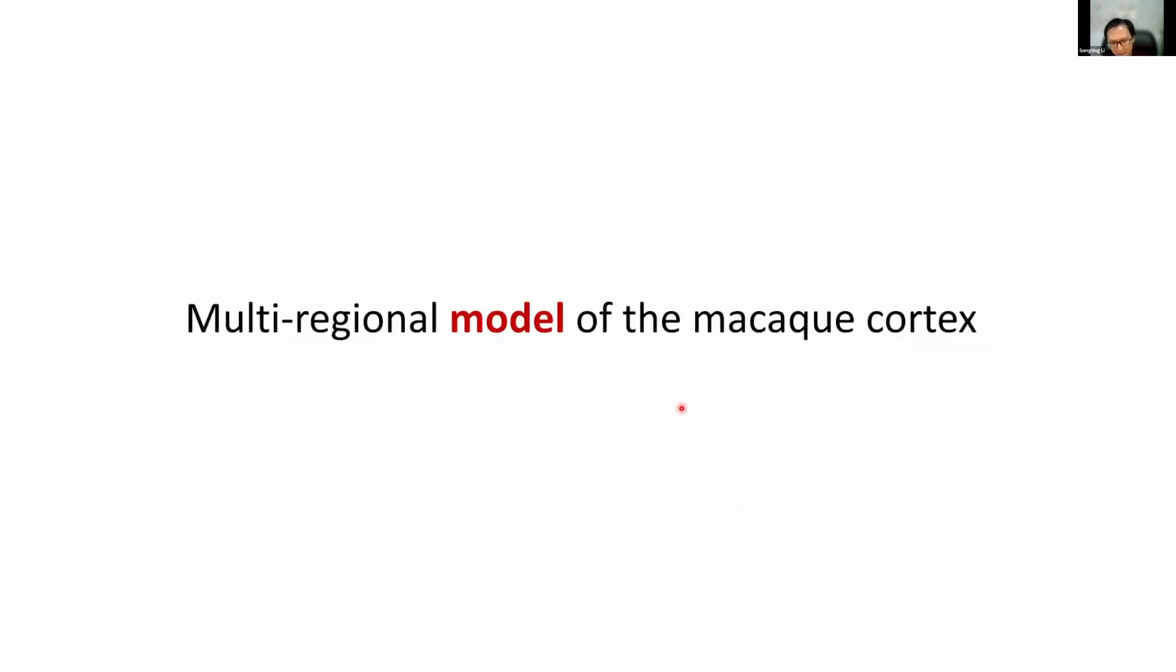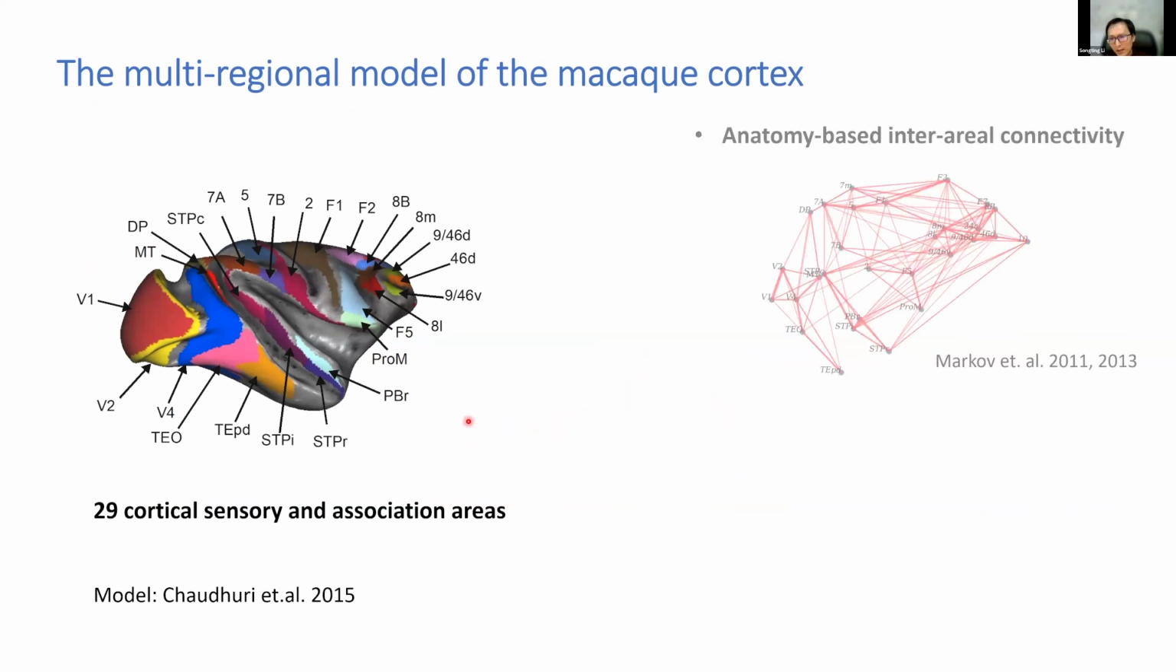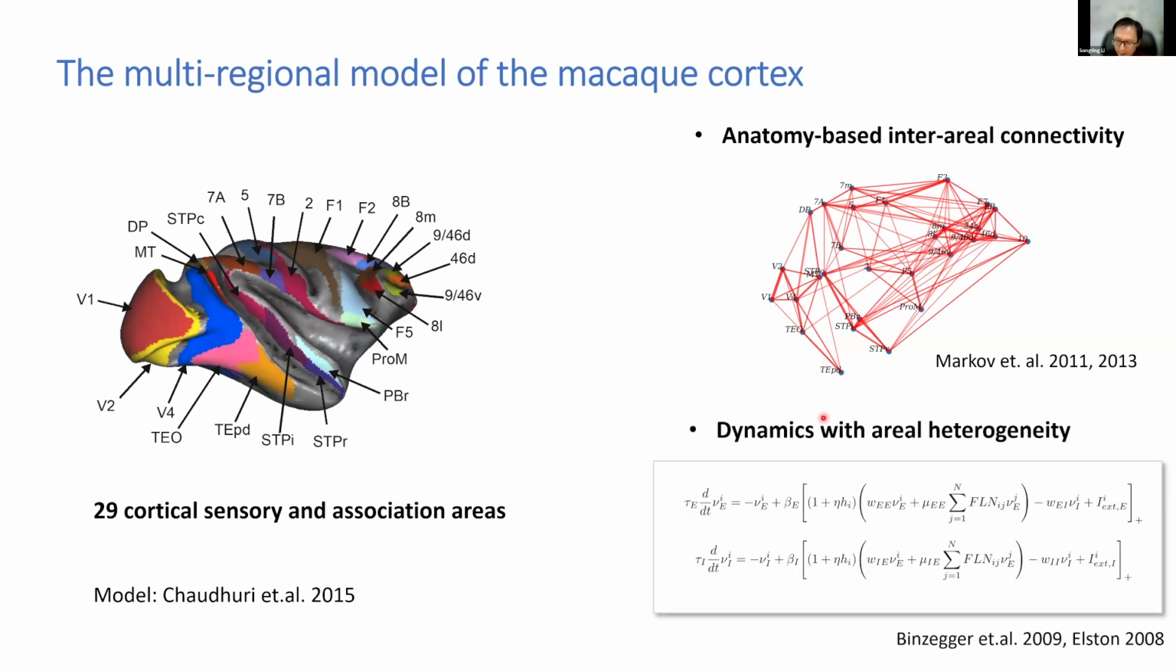So we'd like to study the mechanism underlying the phenomenon of timescale hierarchy by developing a multi-regional model of the macaque cortex. This model was initially developed in Xiaojing Wang's lab. It includes 29 areas, including low-order sensory areas and also high-order association areas. And it has two features. One is that this model is based on the latest macaque connectome derived from Henry Kennedy's lab. The other is that it considers area heterogeneity, which means that each area's dynamics is different.